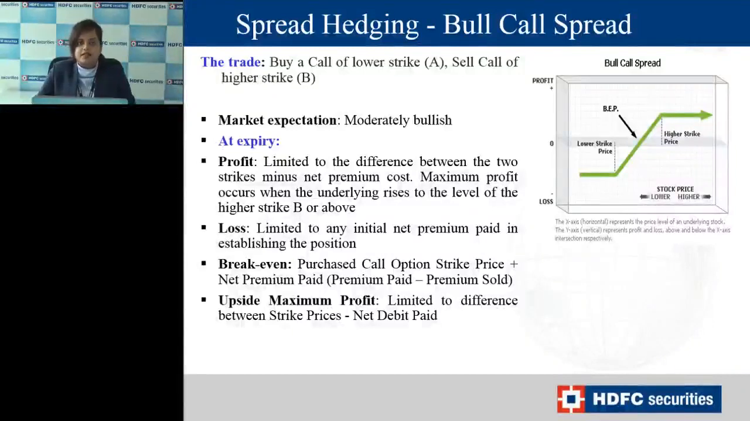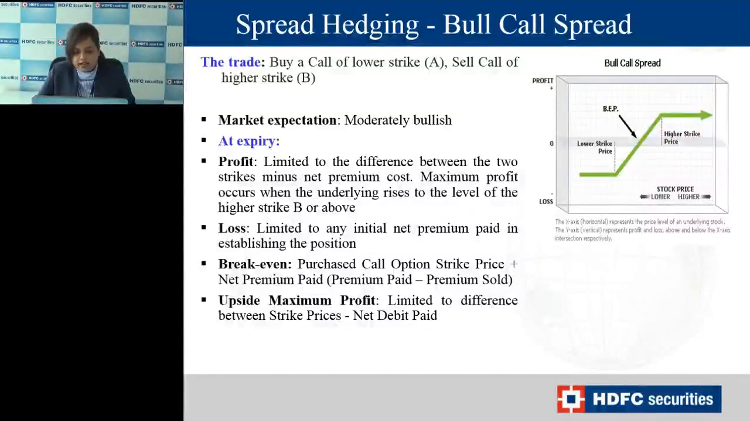So what happens is that when you're buying the call option, you're paying the premium, and you've sold a higher strike call option, so you have received some premium. So there is some premium that is netted against the cost in your account. So in this case, your profit is limited to the difference between the strikes minus the net premium cost, whereas your loss is also reduced significantly.